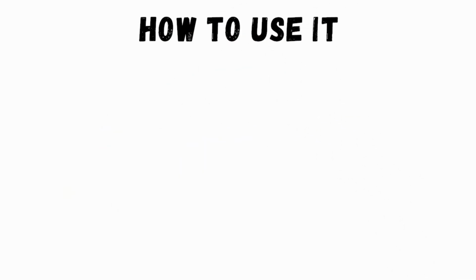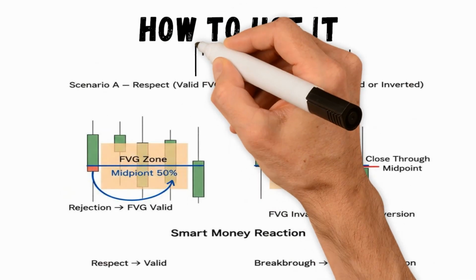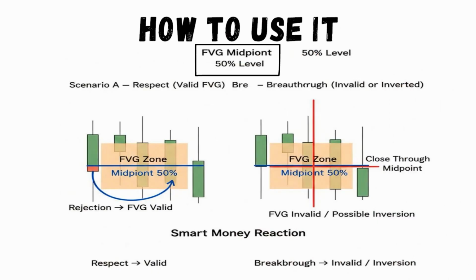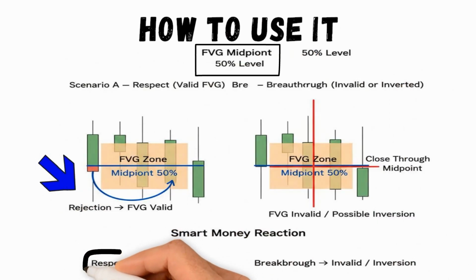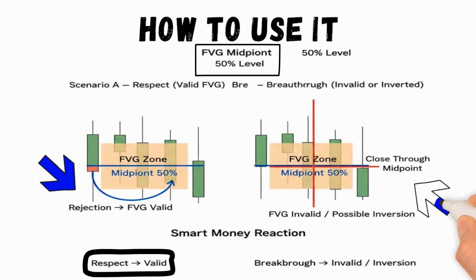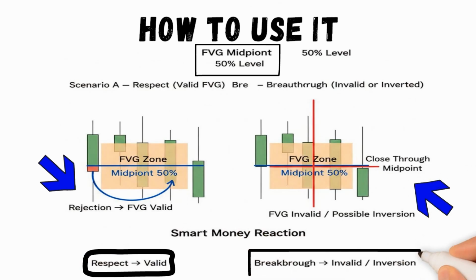How to use it? Once you mark an FVG, calculate its midpoint and watch how price reacts to it. If price respects the midpoint and rejects it, the gap is still valid. If it closes through it, the FVG may be invalidated or inverted.